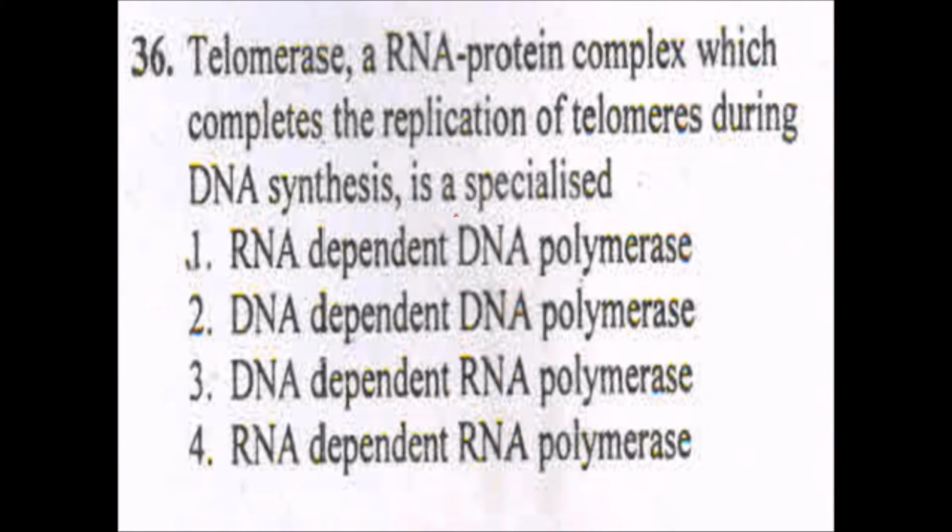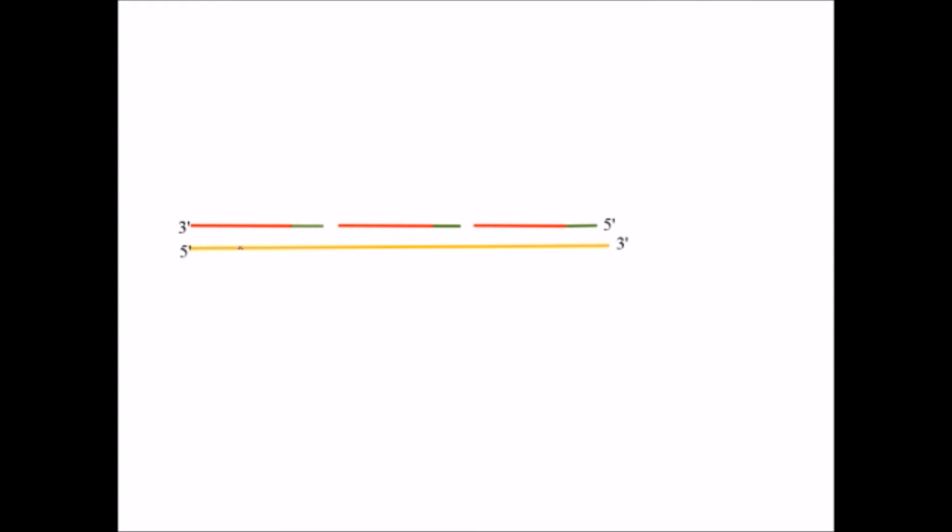Telomerase during DNA synthesis is a specialized RNA. Actually, it is an RNA dependent DNA polymerase. How? Let's have a look at this. In case of eukaryotes, after replication, we get the RNA primer, because we know that this is the leading strand, and this is the lagging strand. Okay. So what happened in case of the lagging strand?